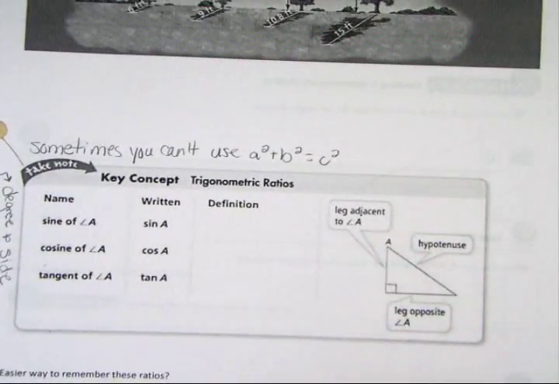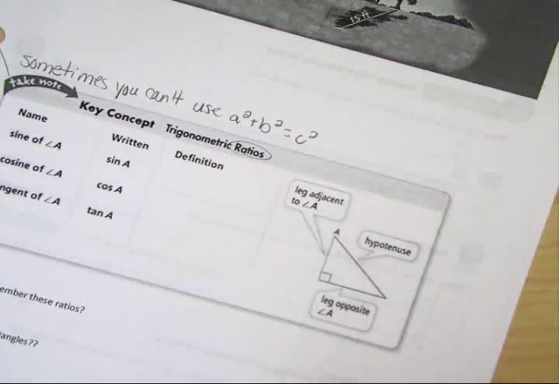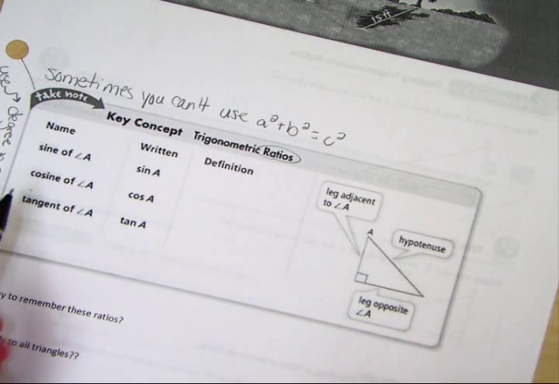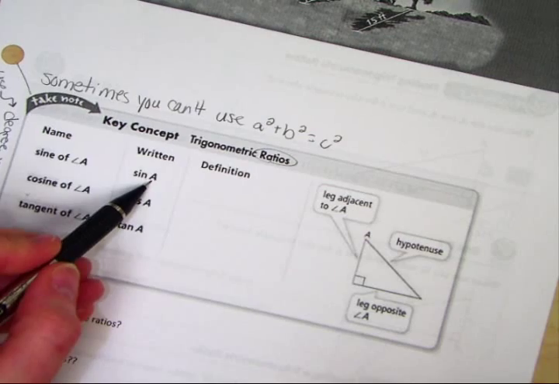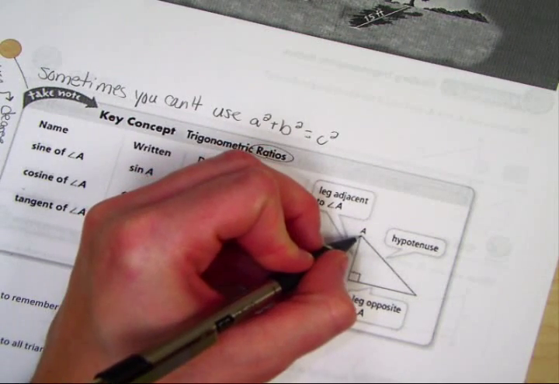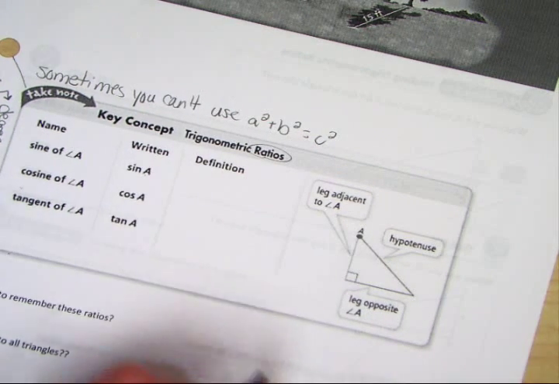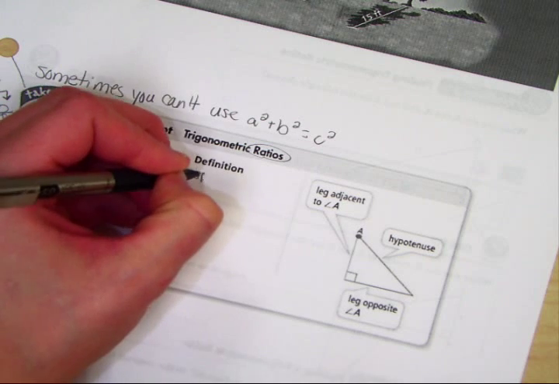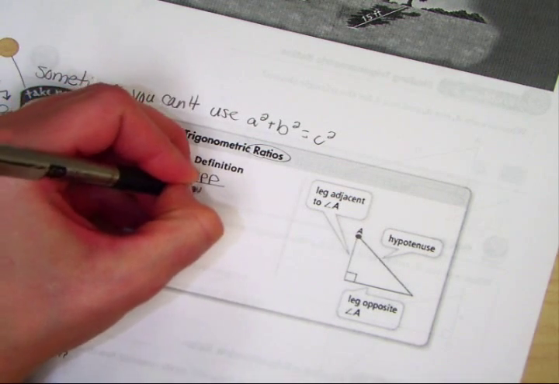Now you need to understand what sine is. They're all about this word ratios, which means we're going to make fractions. The sine of angle A, written sine of A: here's angle A, everybody see it? I like to put a dot on it. You take the opposite leg and you put it over the hypotenuse.